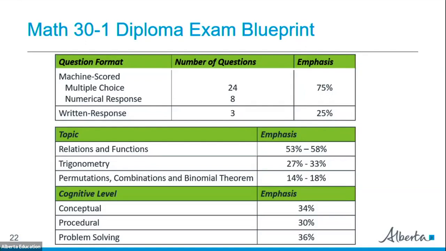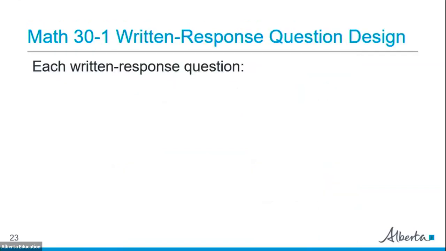So the coverage on the diploma exam emphasis, 30% procedural, 34% conceptual, and 36% problem solving. So this is a blueprint in which we design and develop each diploma exam every administration. And just to talk briefly about the written response question design. So the purpose of the written response component is to complement the machine scored portion of the exam. So it provides students with the opportunity to demonstrate their understanding of the concepts by communicating their thought processes and solution strategies mathematically. So in other words, we want the students to show us, can they do the math?